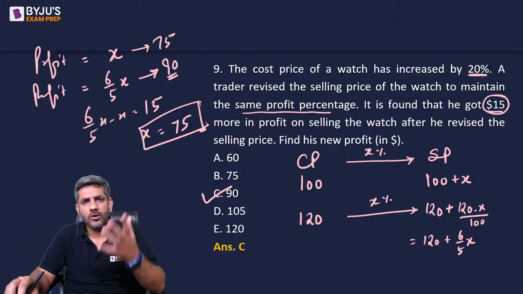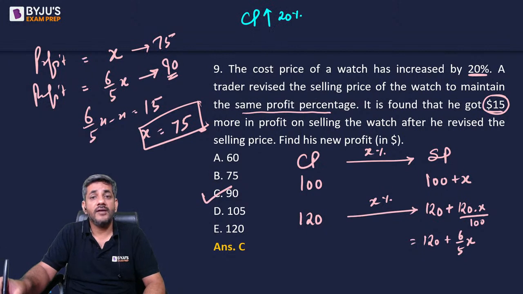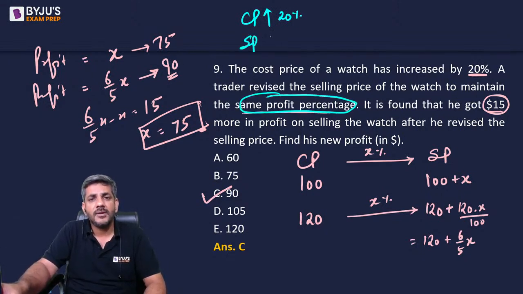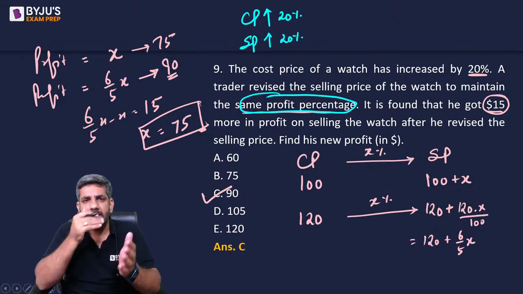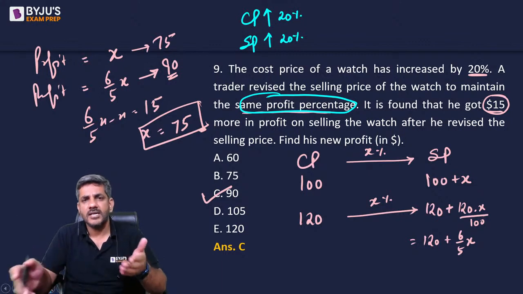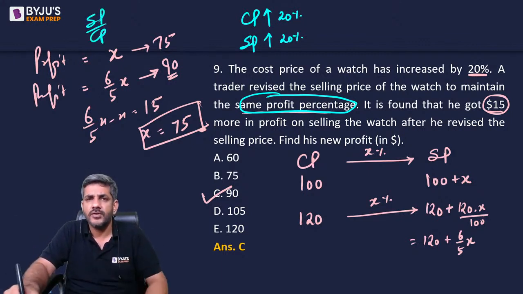There is one simple logic that I use here. If the cost price is increased by 20%, but you have the same profit percentage, can I say my selling price should also increase by 20%? See, simply, when you want the same profit percentage, it is dependent upon SP and CP, right? SP by CP gives me profit percentage.